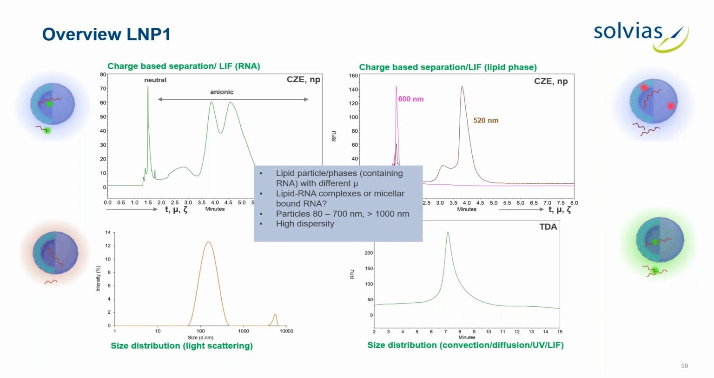Summarizing, we can say we have lipid particles, phases containing RNA with different ionic mobility, so meaning with different zeta potentials. And we have particles in the range between 8 and 700 nanometers. This system is highly dispersed.